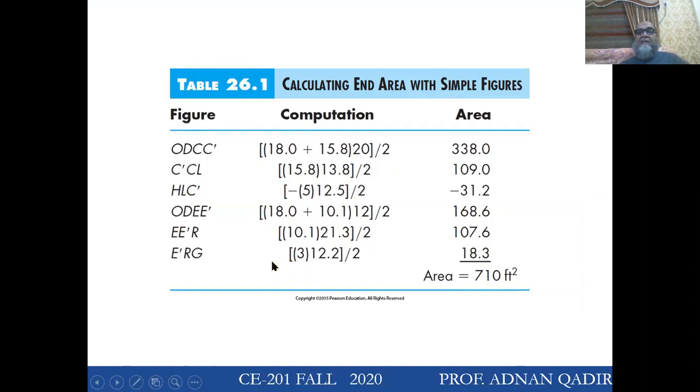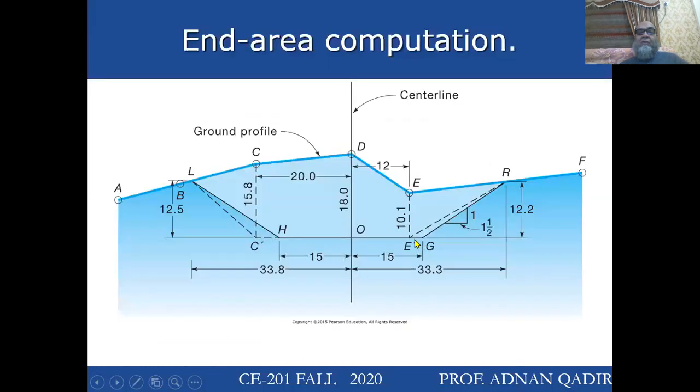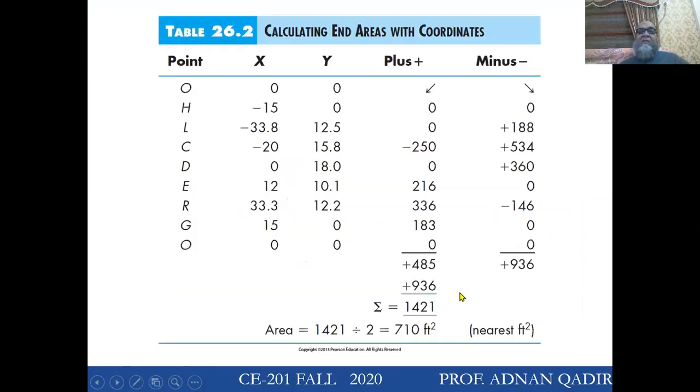And again, this E dash RG 3, 12.2 and 2. 3, because 15 minus 12 is 3. 12.2 by 2 is the height, and then multiply. So this I feel is one way. Another way is also a very simple way by using the coordinate method.